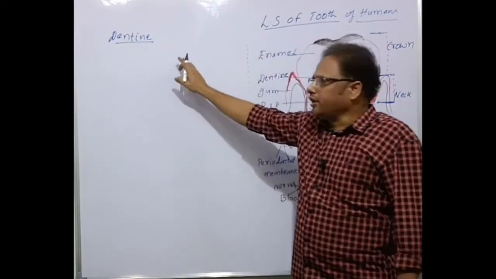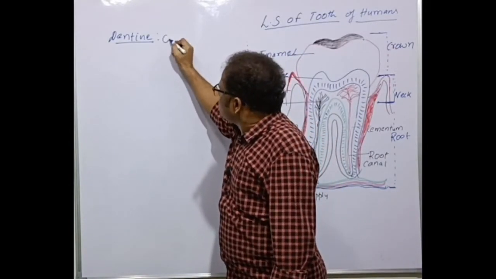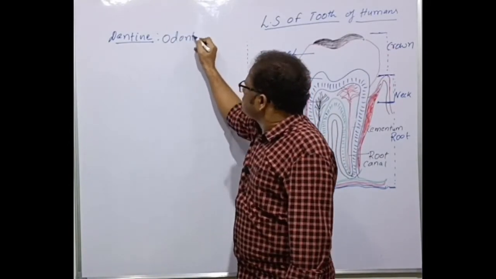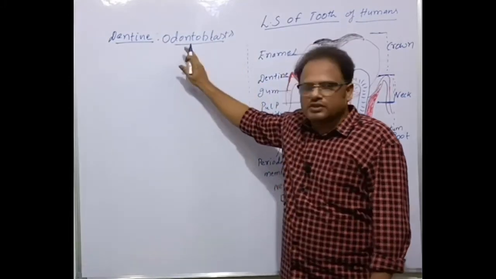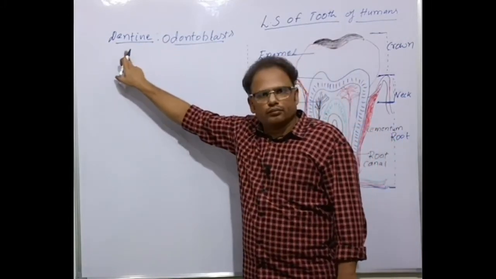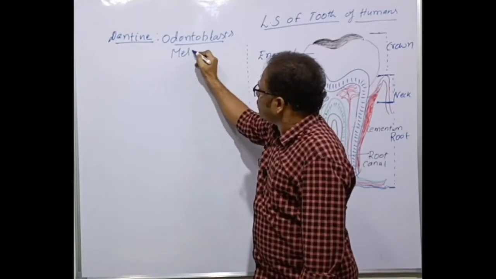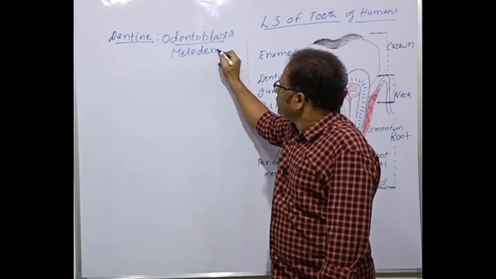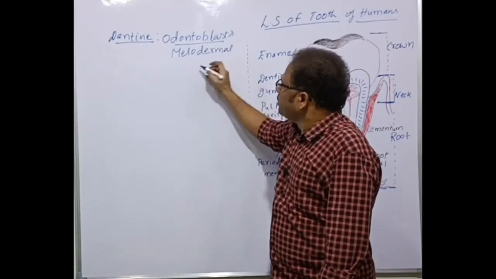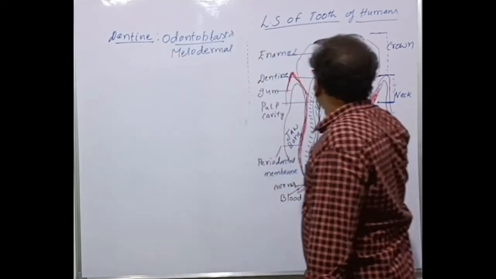Much of the tooth is made of the substance called dentine, and dentine is made of cells called odontoblasts. They are the cells which form the dentine, and odontoblasts are mesodermal in origin. During embryonic stages, they are derived from mesoderm.